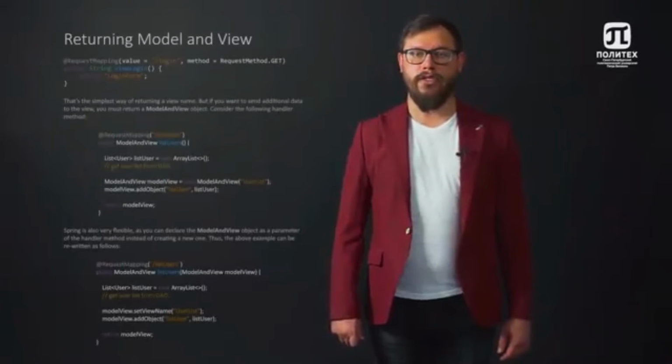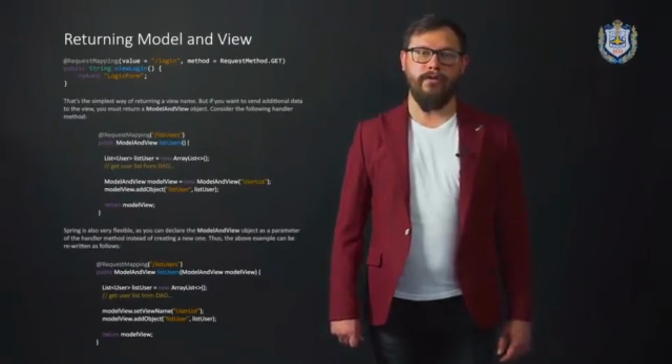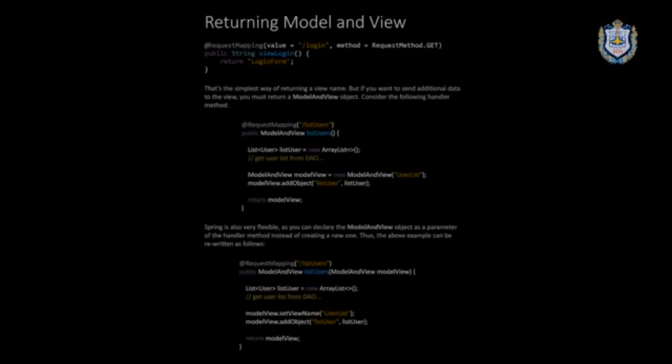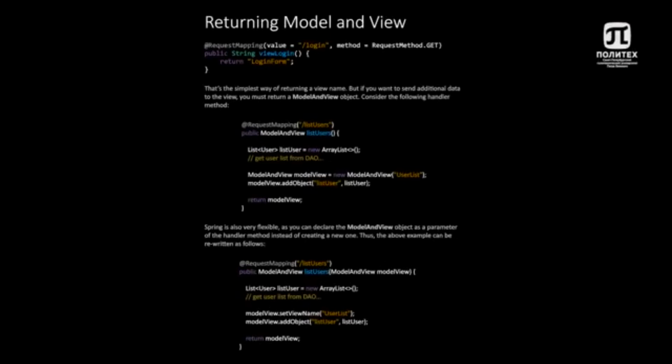After business logic is processed, a handler method should return a view, which is then resolved by Spring's dispatcher servlet. Spring allows us to return either a string or a model and view object from the handler method. In the following example, the handler method returns a string and represents a view named login form. That's the simplest way of returning a view name.